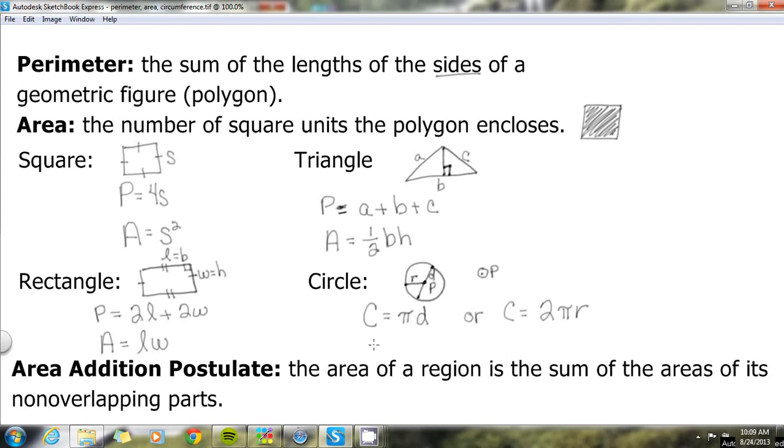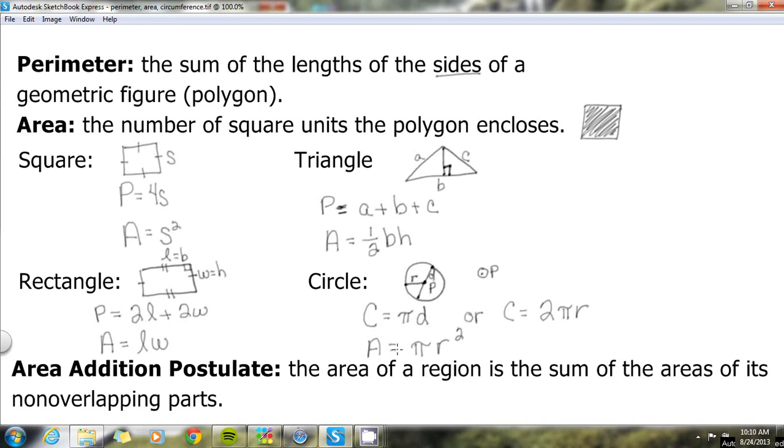Area of a circle is equal to pi times the radius squared. Now that's not 2 times the radius, that's radius times radius. That's how we get radius squared. We're going to do some examples of these in class. Right now, I just want you to get the basics, the formulas down, and learn them.